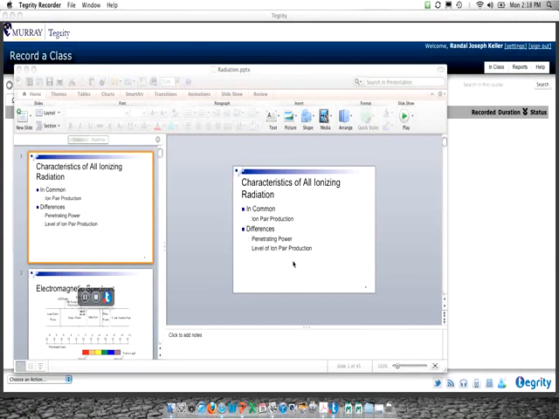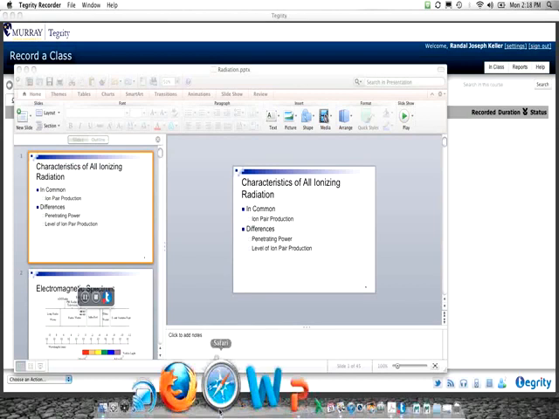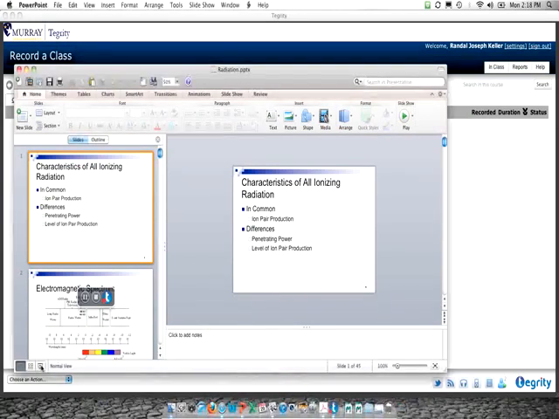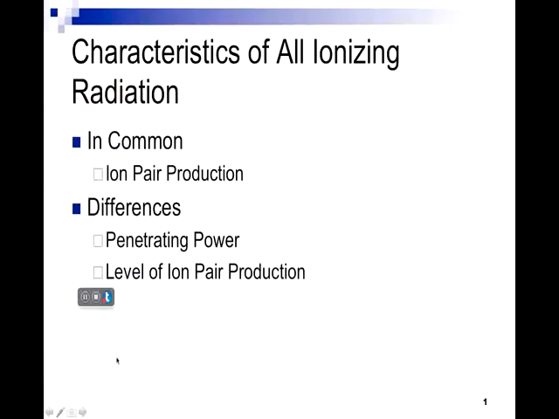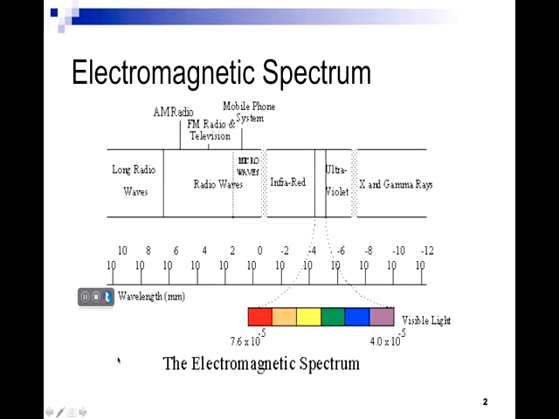The other thing is there are differences in various types of ionizing radiation. These can be differentiated by how much penetrating power each type has and the level of ion pair production that may occur. There are two major types of ionizing radiation. One is a wave type, and the second is a particulate type.